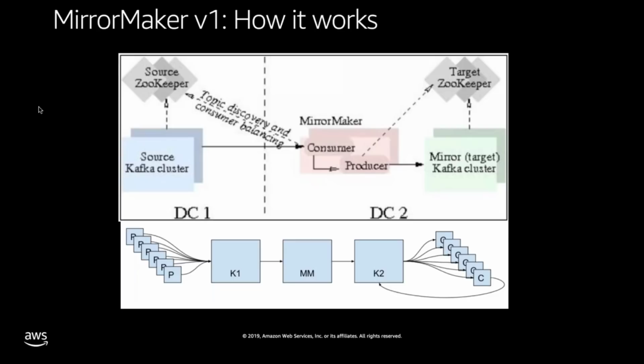MirrorMaker can be used to replicate events between on-premise or self-managed Kafka clusters on EC2 instances and MSK clusters, or between MSK clusters themselves.